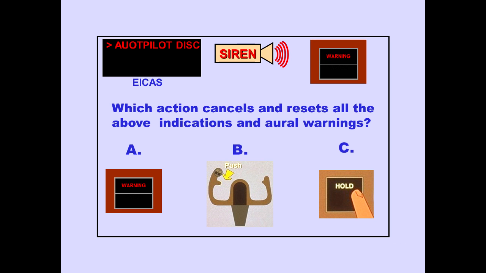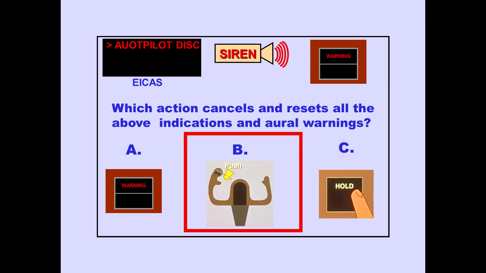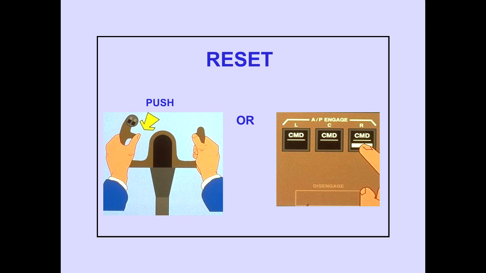Question. Answer B is correct. Pushing either disengage switch or engaging an autopilot cancels and resets all autopilot disengage oral and visual warnings.